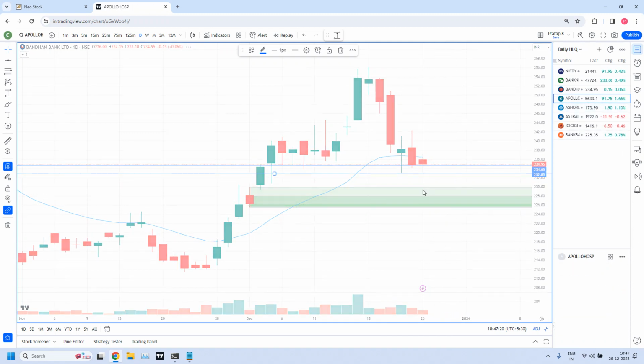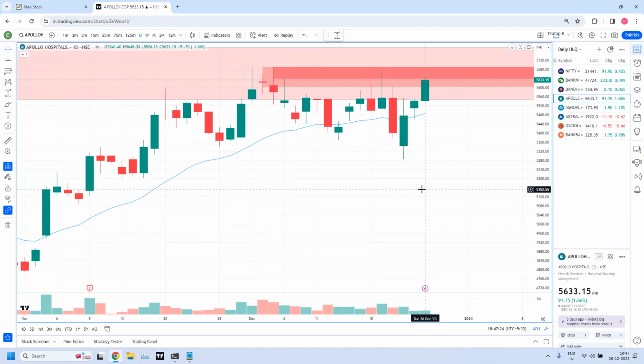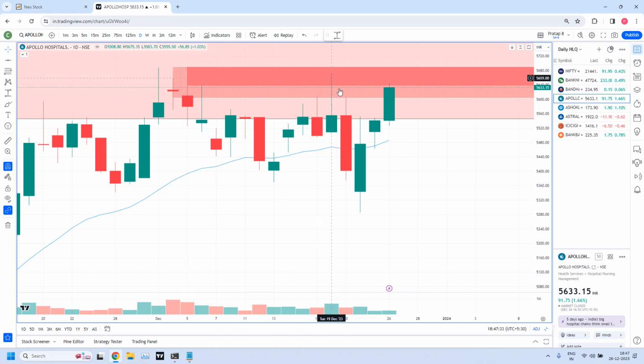The second one is Apollo Hospitals. Previously we got a trade in Apollo Hospitals, but I am not considering the fine-tuned area. This is the one where we previously got this trade, so this is no more valid. The reason is prices already moved deep inside this. This is already tested. This is the fine-tuned 5 minutes or 15 minutes zone. Prices already moved deep inside, so that's why this zone is not considered.